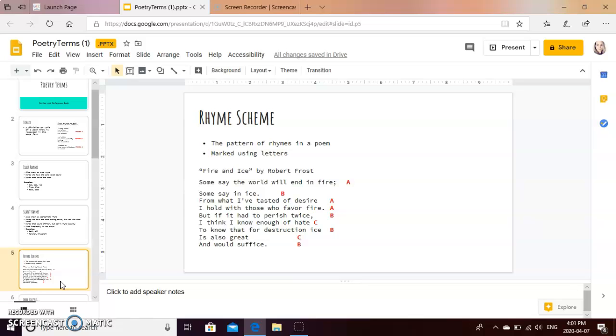So for example, this poem is called Fire and Ice by Robert Frost. You'll notice that at the beginning, the first line is, some say the world will end in fire. And that line is labeled A.